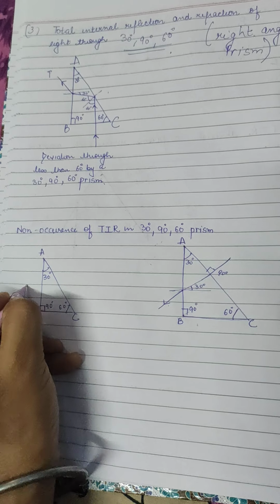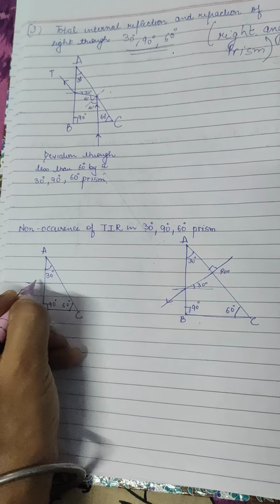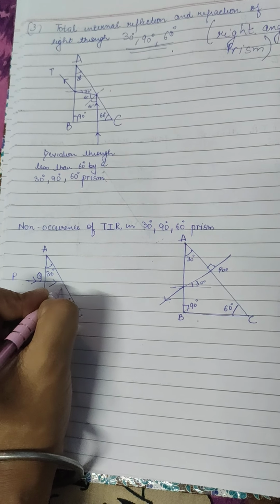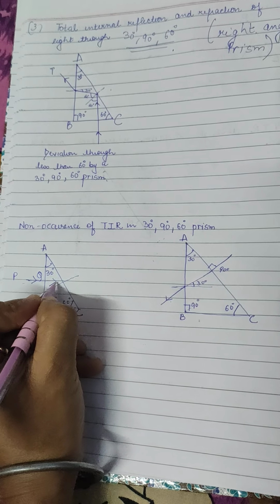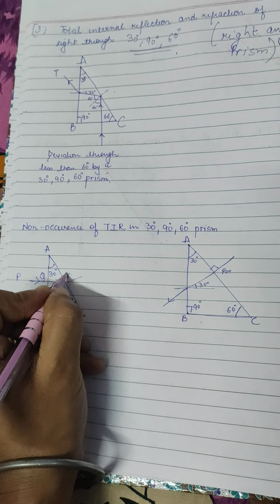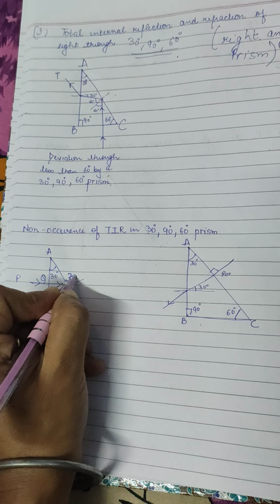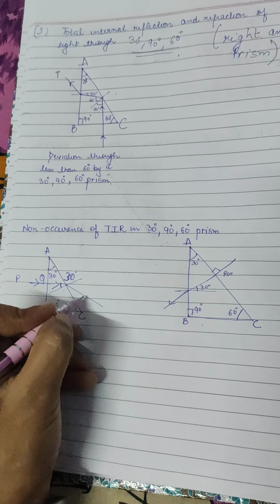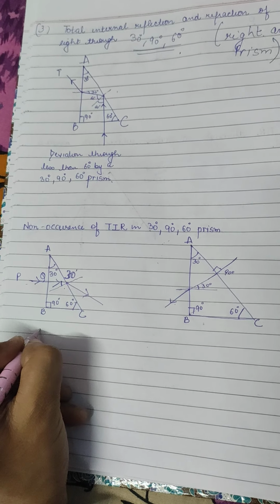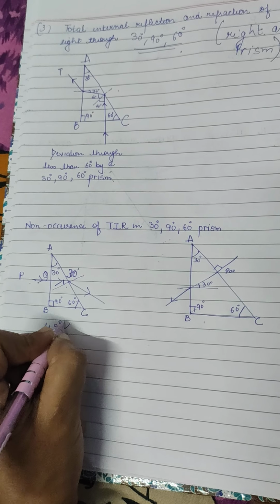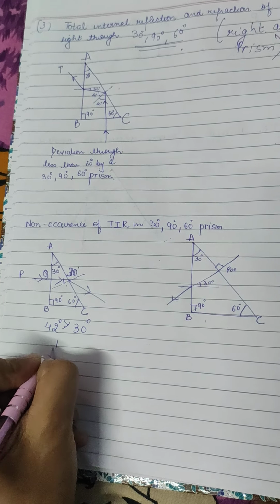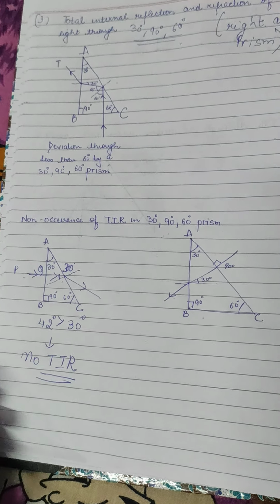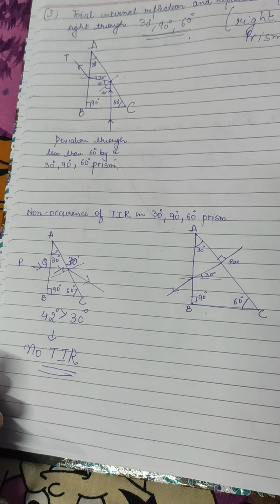See, when I am talking about this face, PQ is coming, it remains undeviated. It strikes here and makes an angle of 30 degree. If it makes an angle of 30 degree, which is less than our critical angle, which is 42 degree, greater than 30 degree, so there is no total internal reflection.